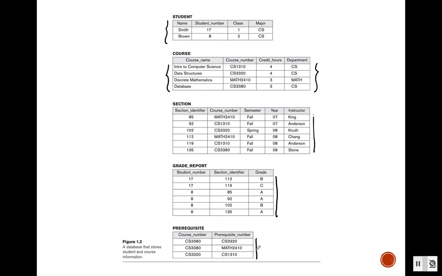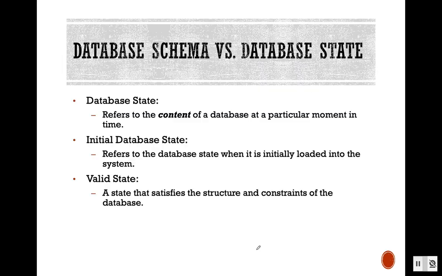The database state can change whenever we insert a new record. The database state will change, and this will be a different state of the database. But a collection of data at a particular moment is known as one instance of data, or database state. So the database state refers to the content of the database at a particular moment with a set of data.